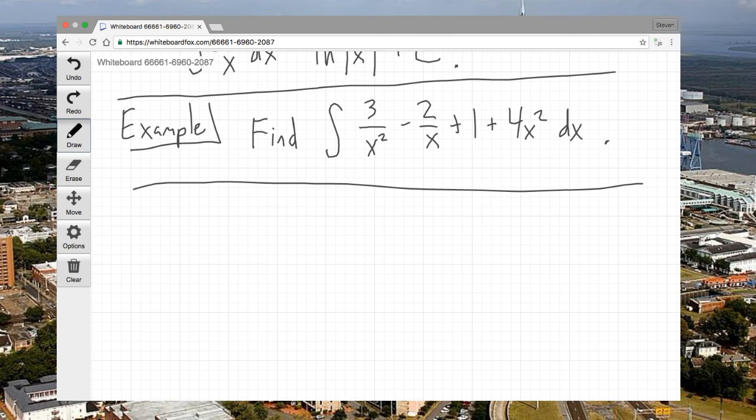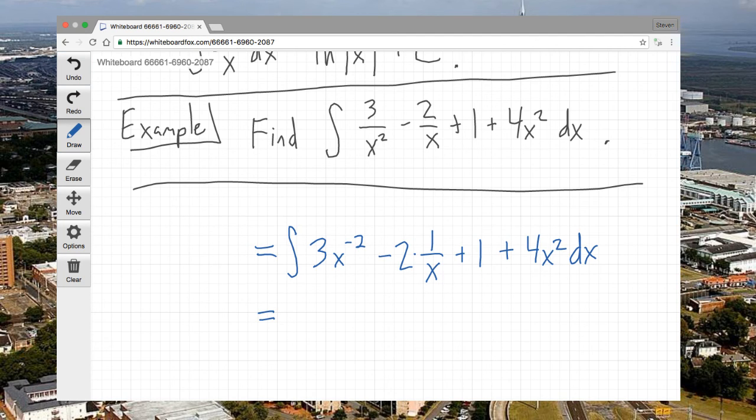Okay, so when I solve this problem, the first thing I do, either in my head or on paper, is rewrite this as 3x to the negative 2 minus 2. I'll actually leave this as 1 over x because we just learned what the integral of 1 over x is. 2 times 1 over x. And then we'll have plus 1 plus 4x squared dx. And now I can go through and just use the power rule.